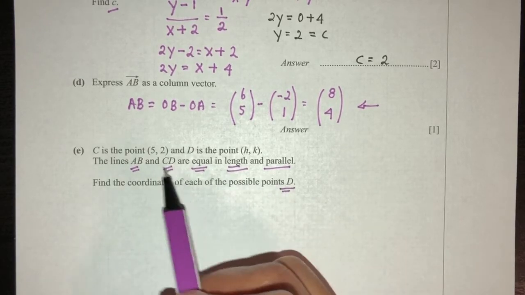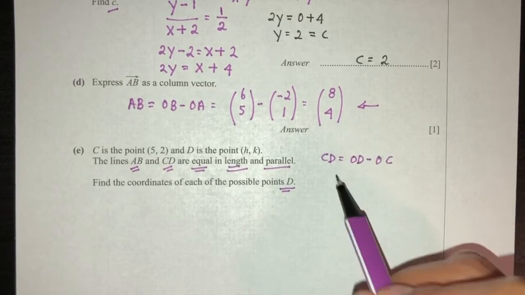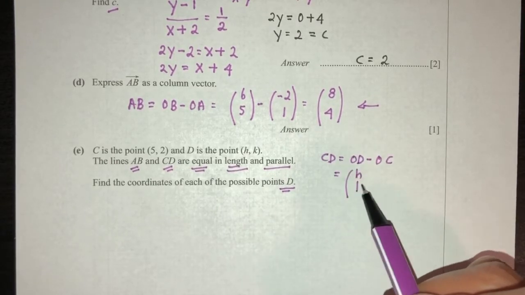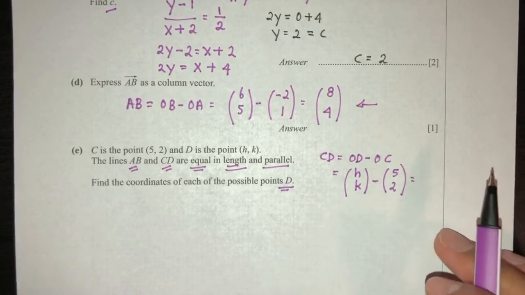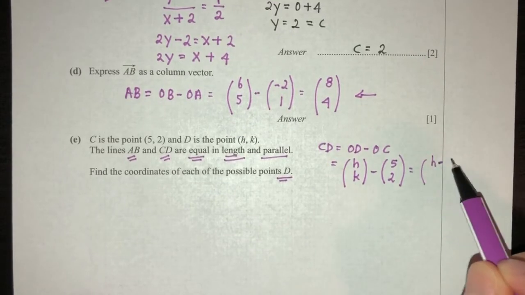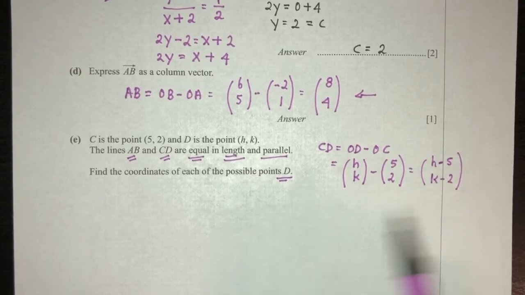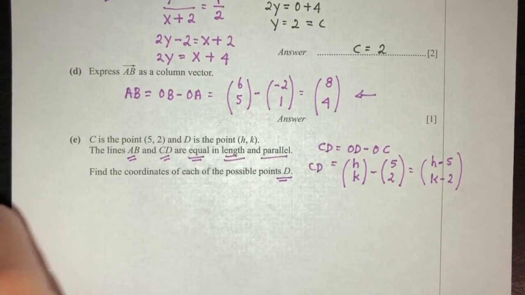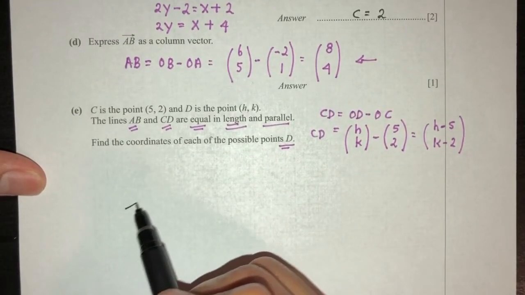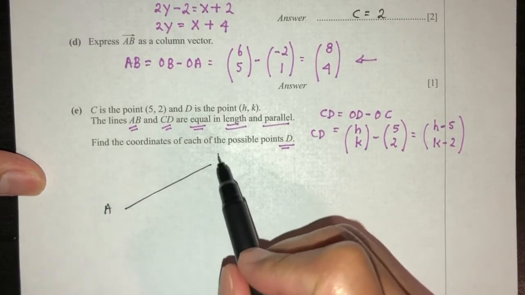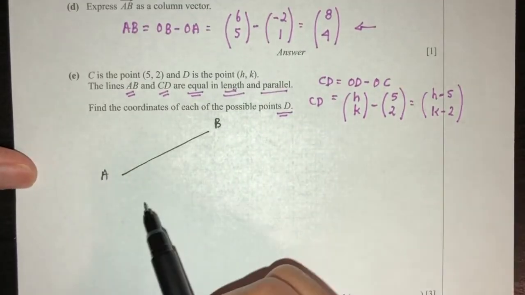So first we have to find CD. So CD is equal to OD minus OC. OD will be (h, k) and OC will be (5, 2). So that will equal h minus 5 and k minus 2. So this is your value for CD. So let's say now we have AB. AB is (8, 4). So let's say AB is in this direction. This is AB. So since CD is also parallel, it will also be in this direction.